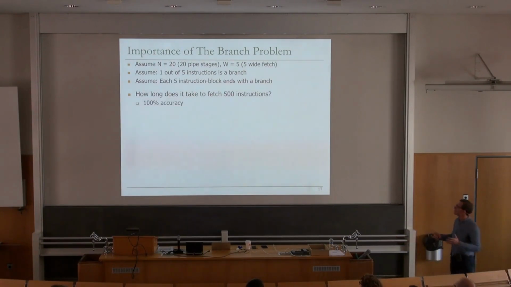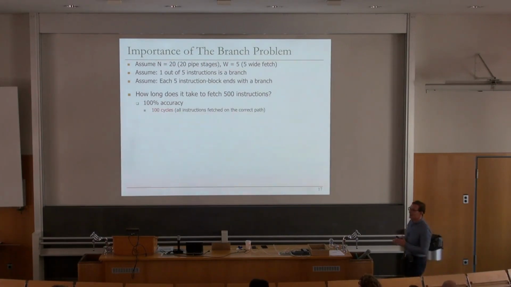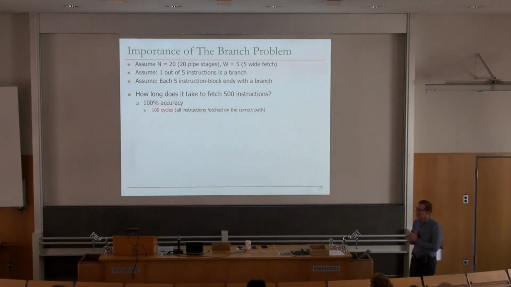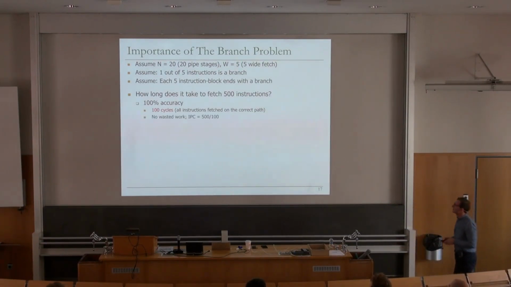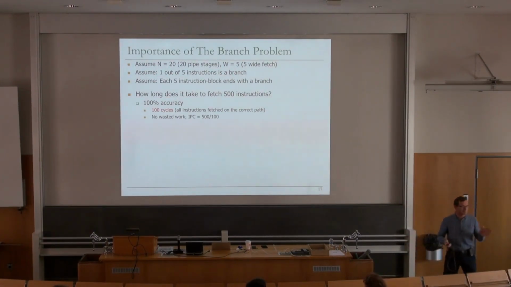If you're 100% accurate, and you're fetching 500 instructions, and all of your branches are predicted correctly, that means you're fetching 5 instructions per cycle, and you're spending 100 cycles to do that. And all instructions you fetched are on the correct path. Make sense? Another way of doing the calculation is you have 500 instructions, 1 out of 5 is a branch, so you have 100 branches. All 100 of them are correct, so you don't go on the wrong path. All of the instructions that you fetched are on the correct path. No wasted work. You can calculate your IPC, instructions per cycle, which is 500 divided by 100, right? 5 instructions per cycle. Perfect.